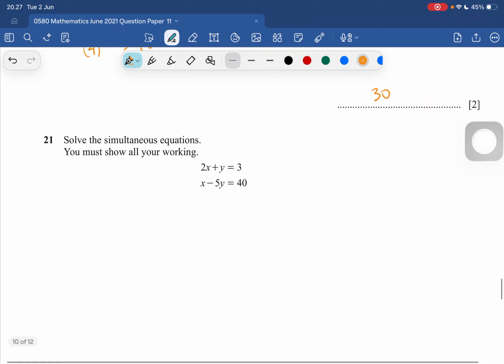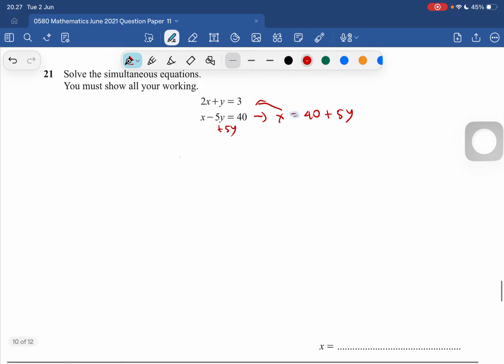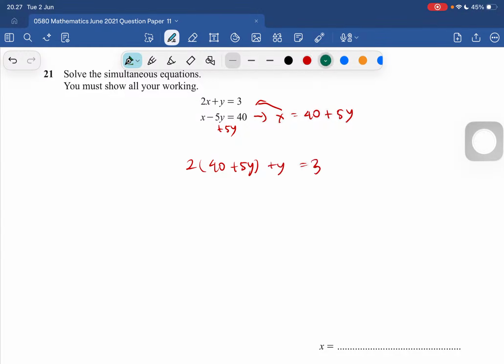Next, we need to solve the simultaneous equations, so we can use substitution. So this is x equal to 40, so we add 5y to both sides, plus 5y. Okay, substitute into the first equation. So you got 2x, this is 2 times (40 plus 5y) plus y equal to 3. Okay, we expand it. Here is 80 plus 10y plus y equal to 3.